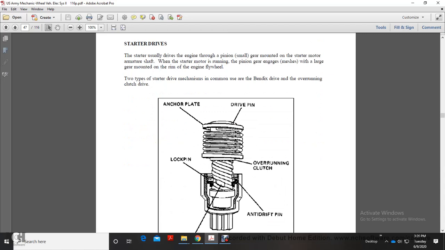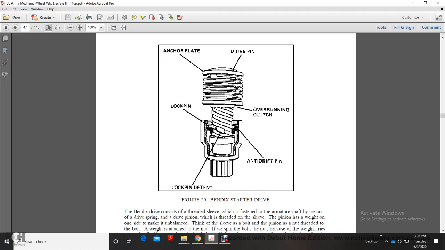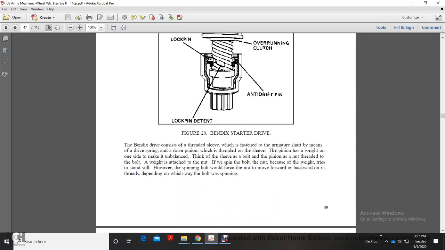Two types of starter drive mechanism are the Bendix drive and the overrunning clutch drive. This shows the Bendix starter drive, lock, pinion, armature, anti-drift pin, lock pin, overrunning clutch, drive pin, and anchor plate.